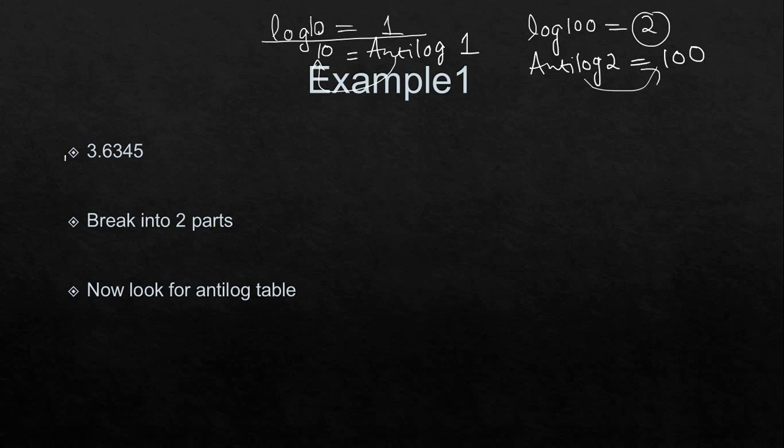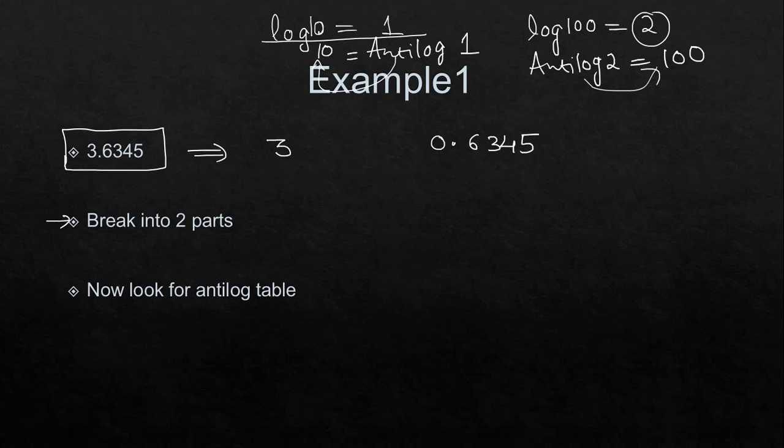So if some number is given, which is like this one, 3.6345. Now how are you going to calculate the anti-log of this particular number? So how do you have to proceed? See, you first have to break the number into two parts. You have to break the number as one part before the decimal point and one part after the decimal point. So I'm going to write here 3, and then here I'm going to write 0.6345, right? So I have broken this whole number into two parts, one before the decimal and one after the decimal.